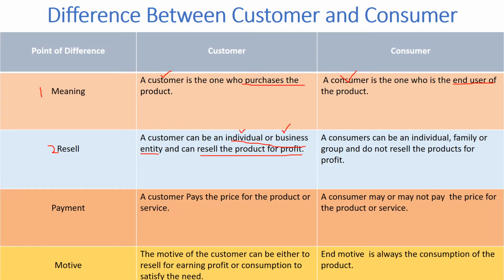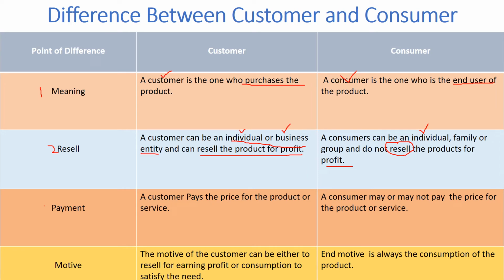A consumer can be an individual, family or group and does not resell the product for profit. If we take the example of a person who is buying groceries for his family, he will buy for using them, he will not buy for reselling them. So the main intention of the consumer is not to resell but to use the product.